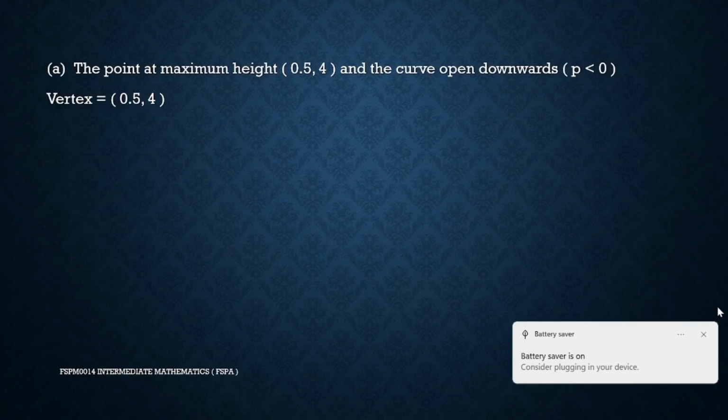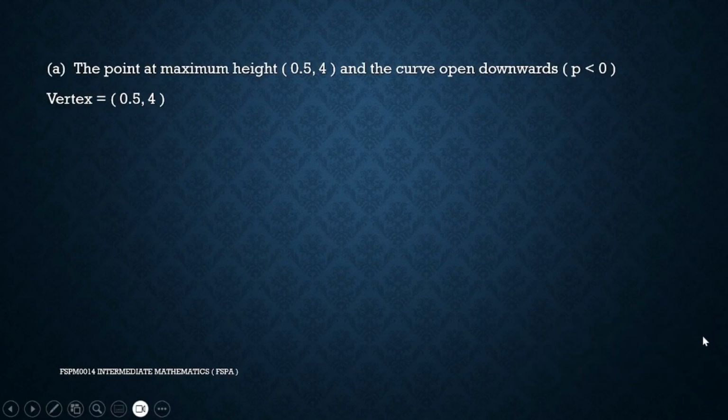Okay, so before we find the focus, from the equation we know that the maximum height is at point (0.5, 4). As the parabola curve has a maximum height, it means that the curve opens downwards, which also tells us that p is smaller than 0. As the maximum height is equal to the vertex, the vertex is also (0.5, 4).